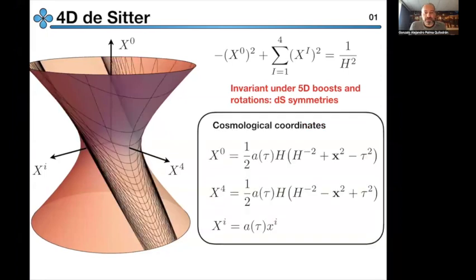You can slice the spacetime with the so-called cosmological coordinates, which are given by those relations. And the scale factor I'm going to work with is given by that form in conformal time. And that implies that the 4D de Sitter spacetime is parameterized by that metric.